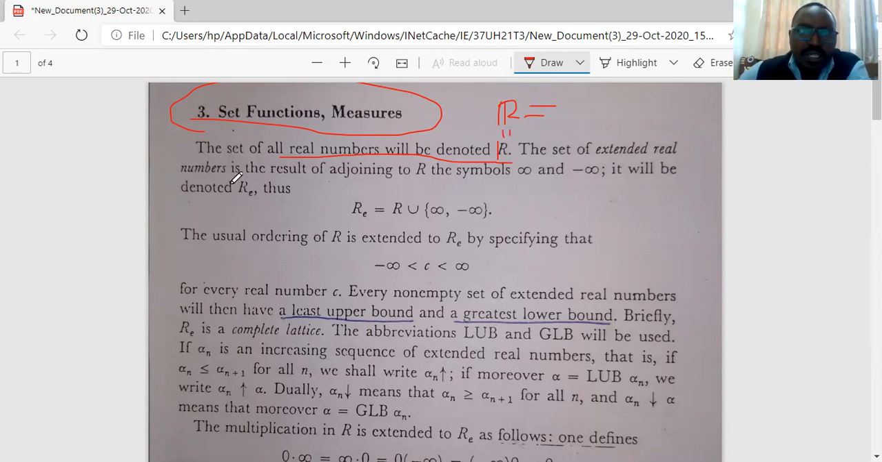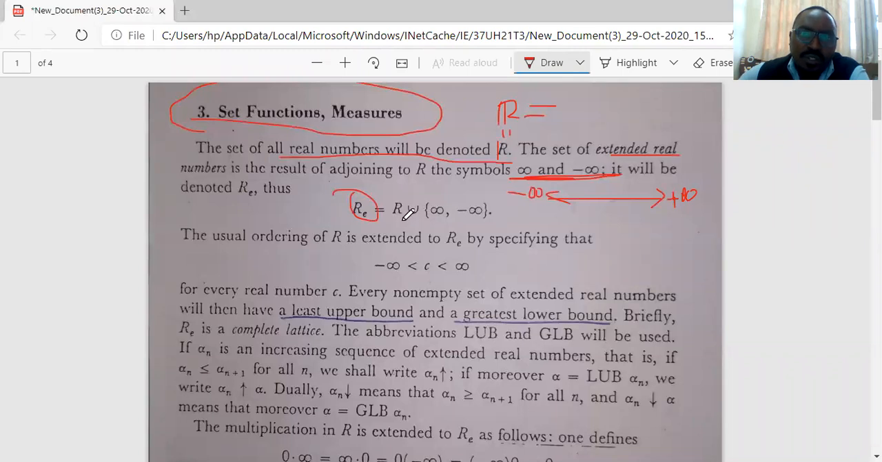The set of extended real numbers is the result of adjoining to R the symbols negative infinity and positive infinity. That means extreme values of the number line. When you adjoin them, from negative infinity to positive infinity, you get this R, the extended real numbers. The E here indicates extended.